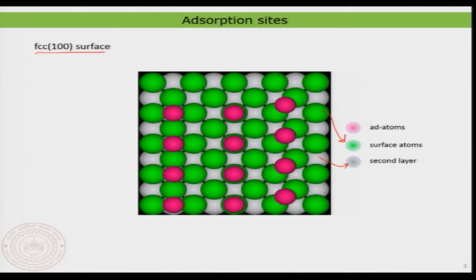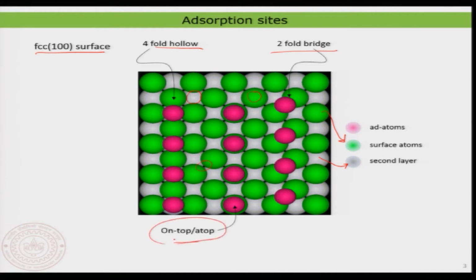Of course, it can go onto this part here, which is a 4-fold symmetric site, or the atom can go directly on top of an atom, or it can go in between 2 atoms here. These particular adsorption sites are known as the 2-fold bridge site, the 4-fold hollow site, and then you have something called the on top or atop site. The name itself suggests what it means.